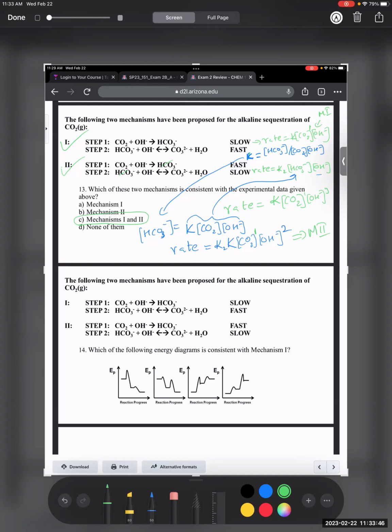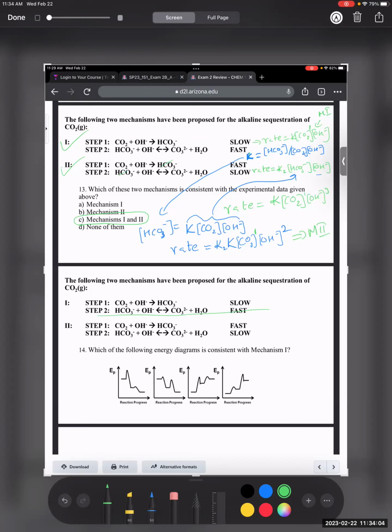All right, which of the following energy diagrams is consistent with mechanism 1? So for mechanism 1, what's the overall reaction? Is it this? Anyway, you know what, let's do the overall reaction.